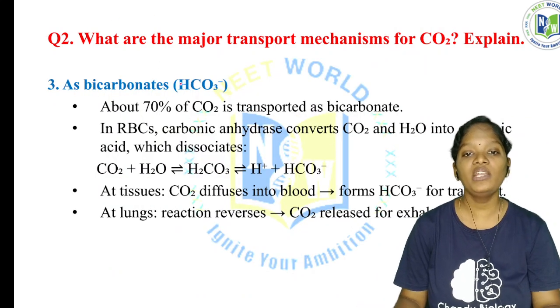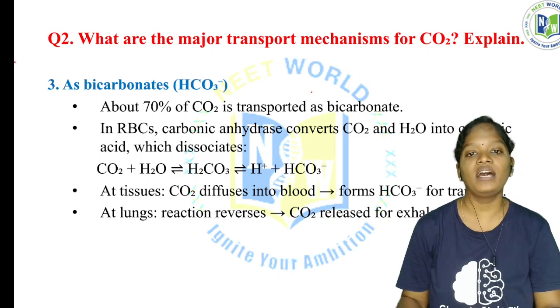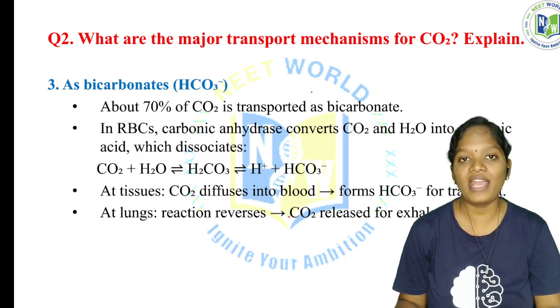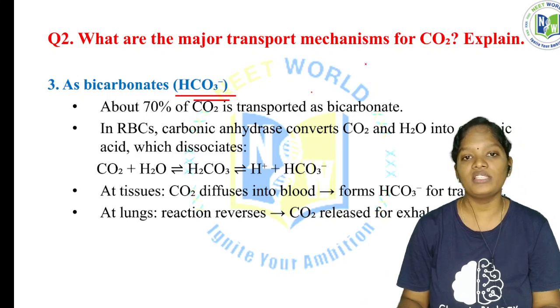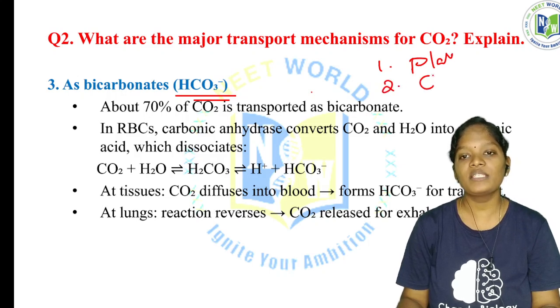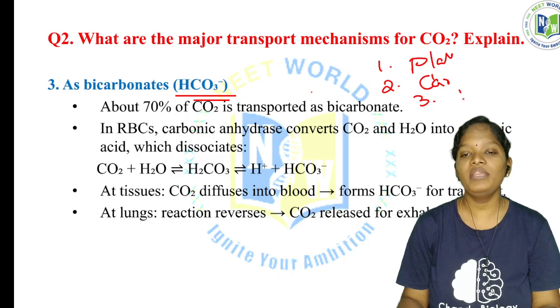Now, as bicarbonate ions: whenever carbon dioxide is mixed with water, it forms carbonic acid. Here HCO3 is a bicarbonate. So carbon dioxide dissolves in the plasma. The second is that it is transported in the form of carbaminohemoglobin, and the third is that it is converted into bicarbonates. It is maintained as a buffer.